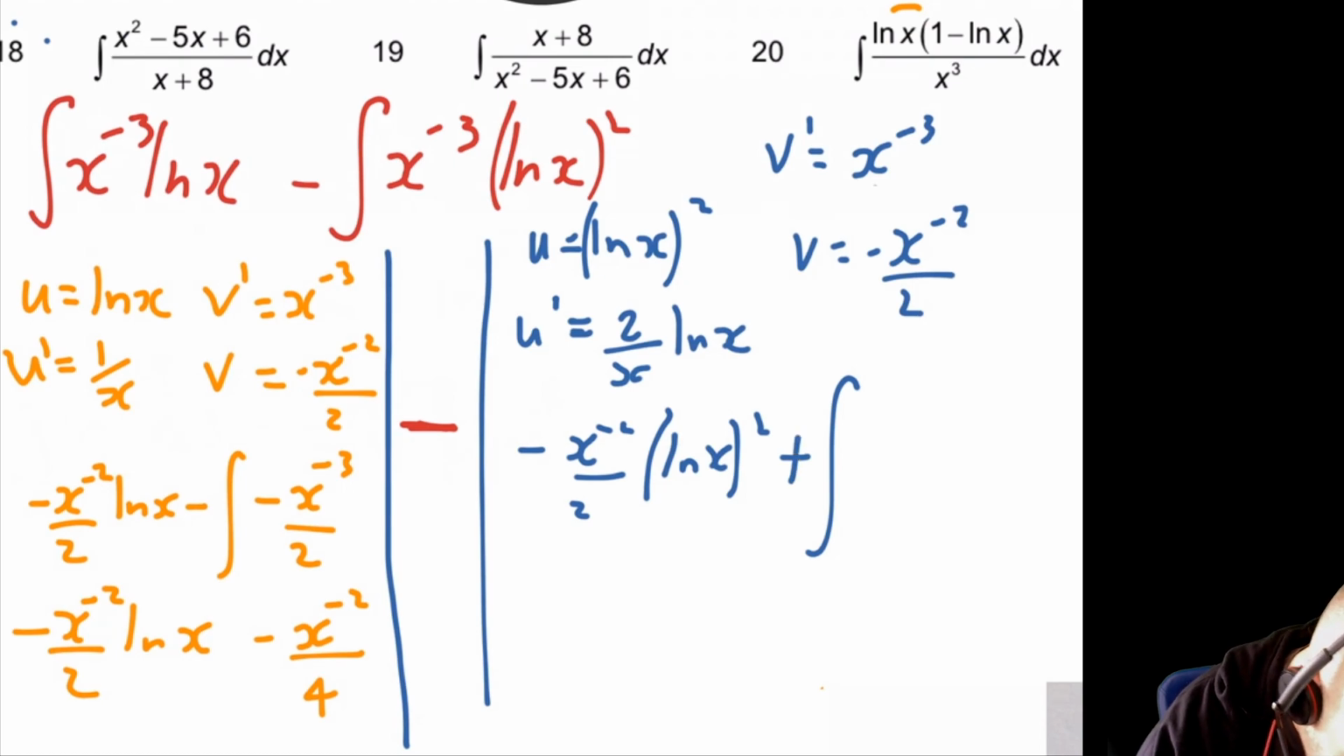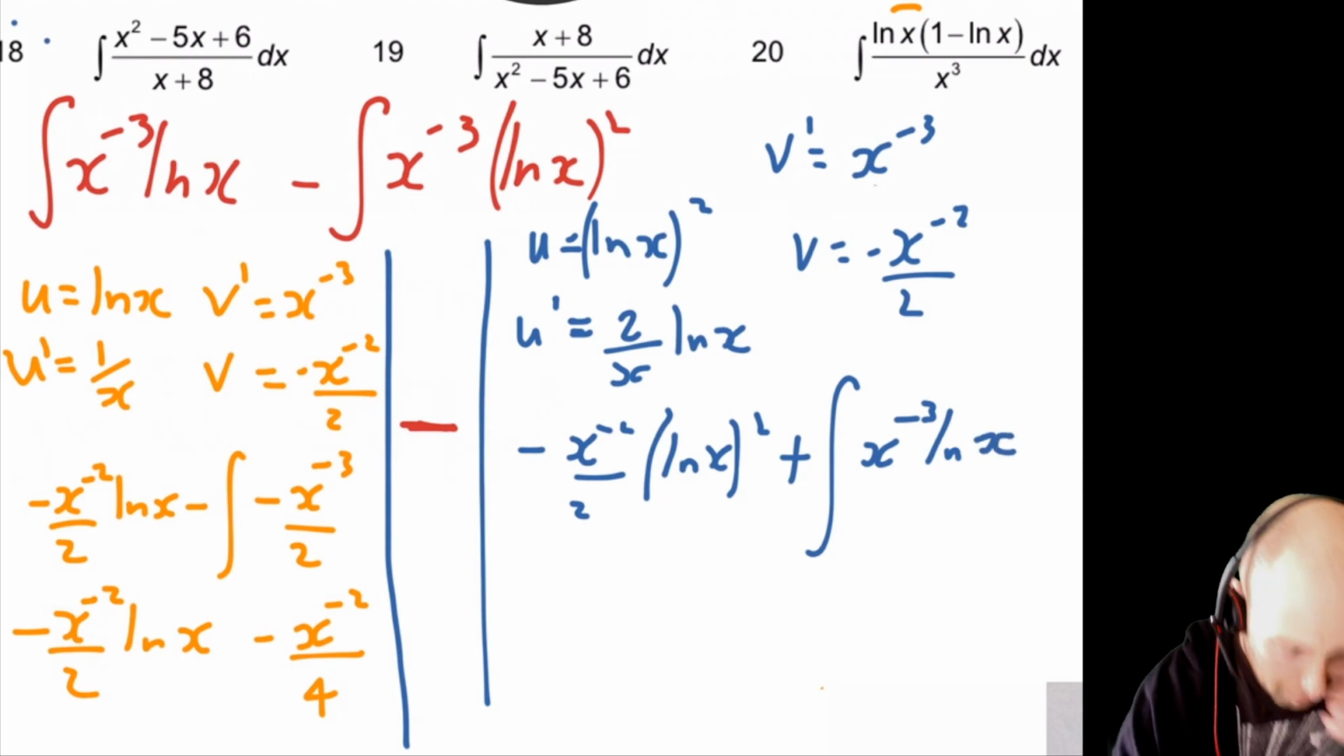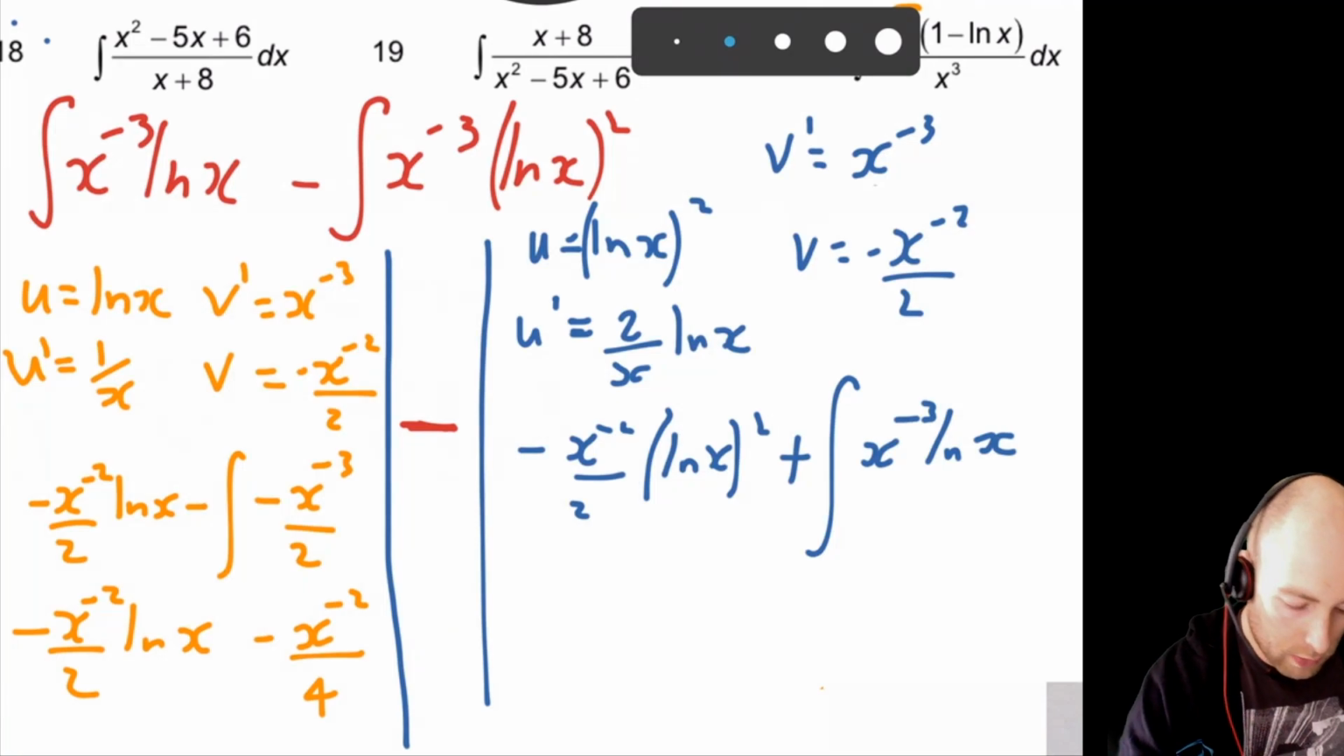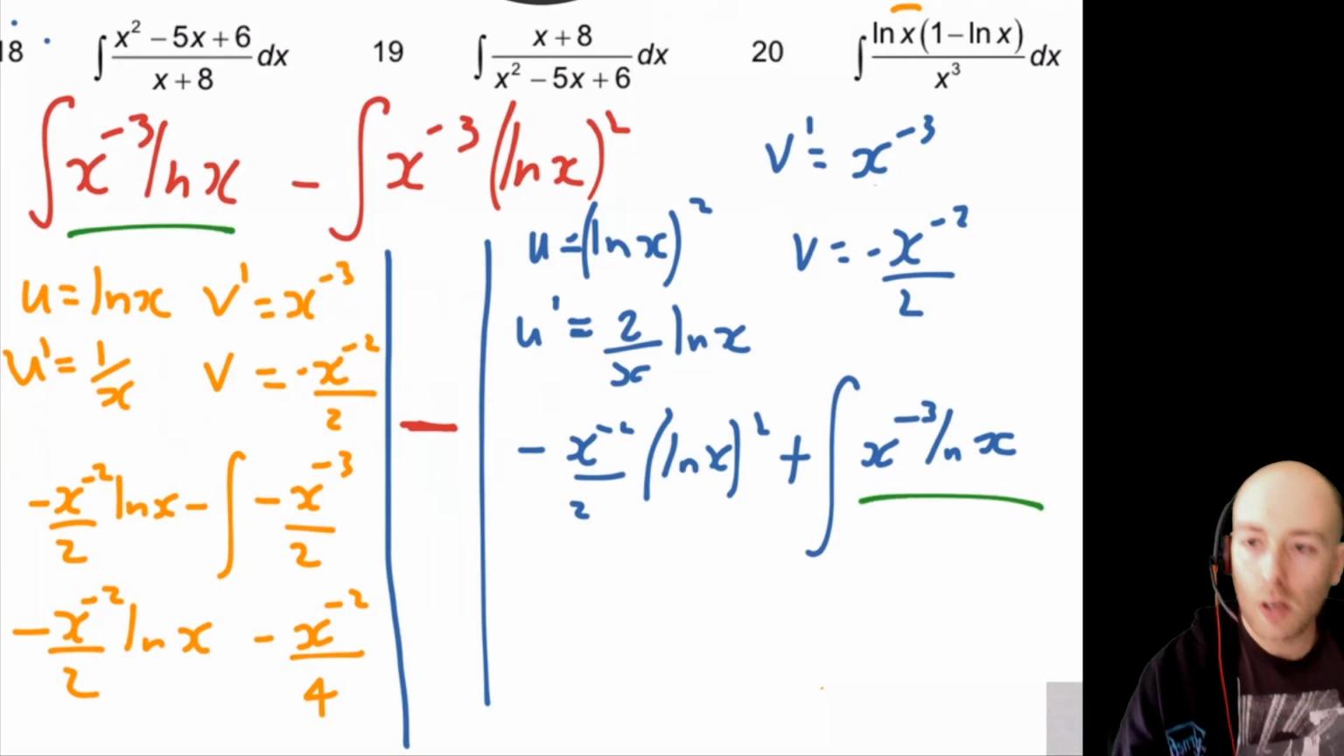That's going to be plus, the 2's will cancel. We get x to the minus 3 ln x, which if you look is exactly what we started with. Look at the green, that is the same as what we had up there.